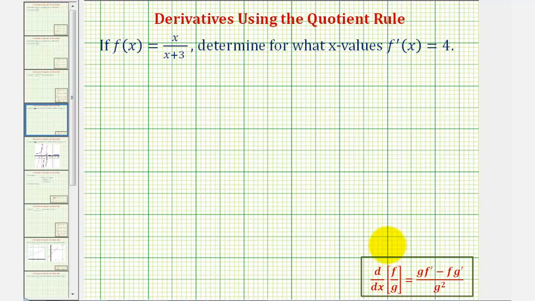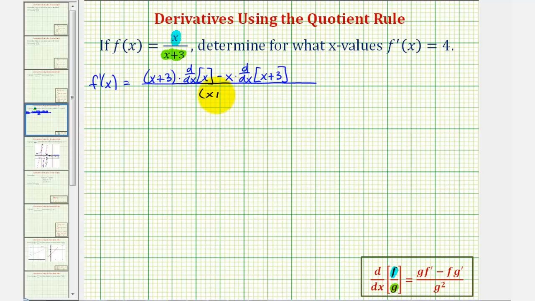The quotient rule is stated here below, where the derivative of function f divided by function g with respect to x is equal to g times f prime minus f times g prime, divided by g squared, where in our case, applying this formula, f would be equal to x and g would be equal to x plus 3. So f prime of x will be equal to the denominator, which is the quantity x plus 3, times the derivative of the numerator, which would be the derivative of x, minus the numerator, which is x, times the derivative of the denominator, or the derivative of the quantity x plus 3. This is divided by the quantity x plus 3 squared.